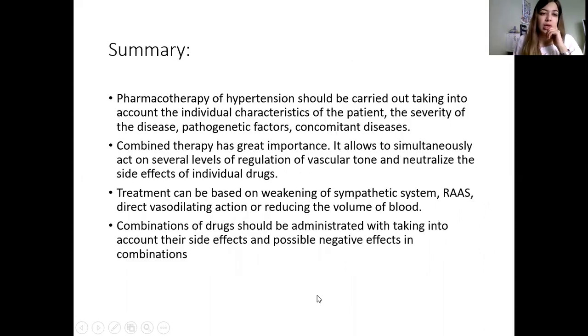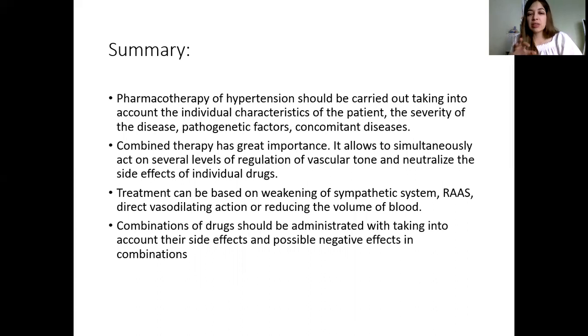So the summary. Pharmacotherapy of hypertension should be carried out taking into account the individual characteristics of the patients, the severity of the disease, pathogenic factors, and concomitant diseases. Okay, this is an obvious statement. Combined therapy has great importance. As I already said, many patients have to use combined therapy. It allows us to simultaneously act on several levels of regulation of vascular tone, and neutralize the side effects of individual drugs.